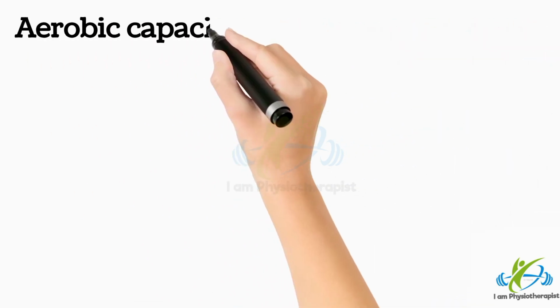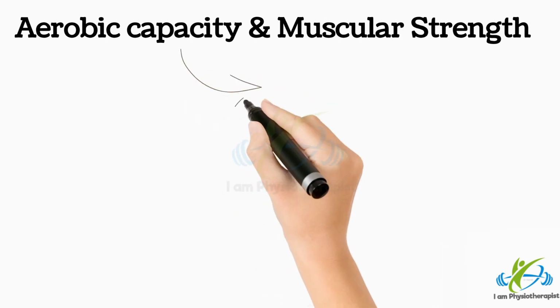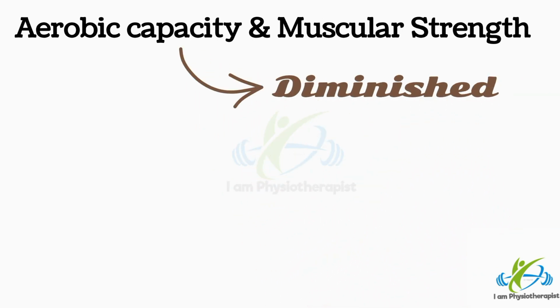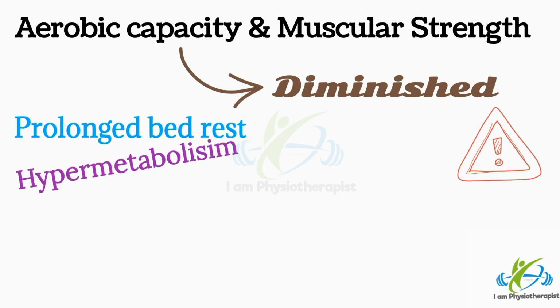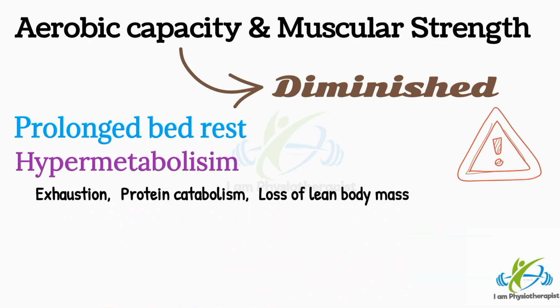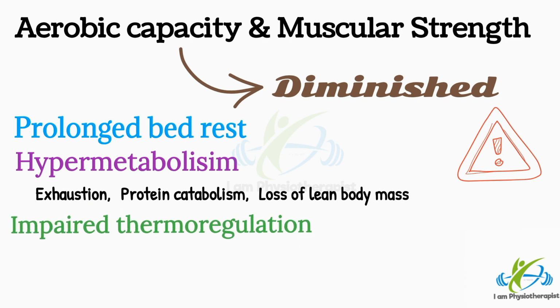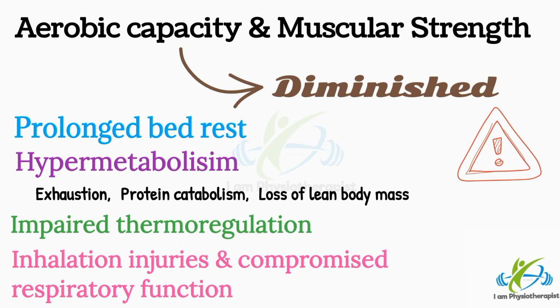It is proposed that aerobic capacity and muscular strength is diminished by the following factors: prolonged bed rest, hypermetabolism, which may lead to exhaustion, protein catabolism, and loss of lean body mass. Impaired thermoregulation, inhalation injuries, and compromised respiratory function.